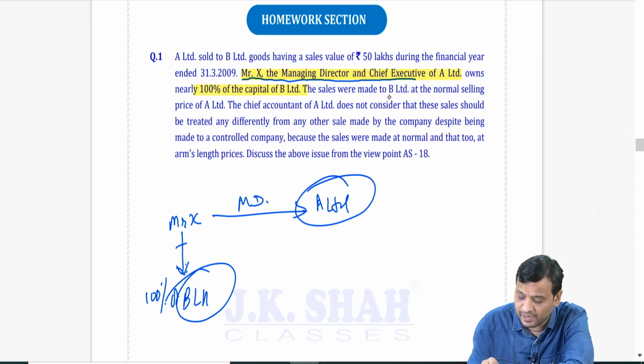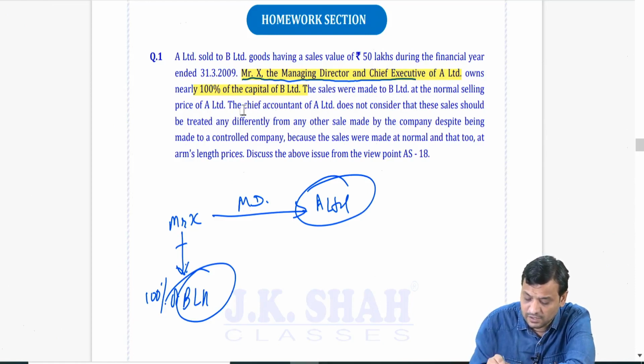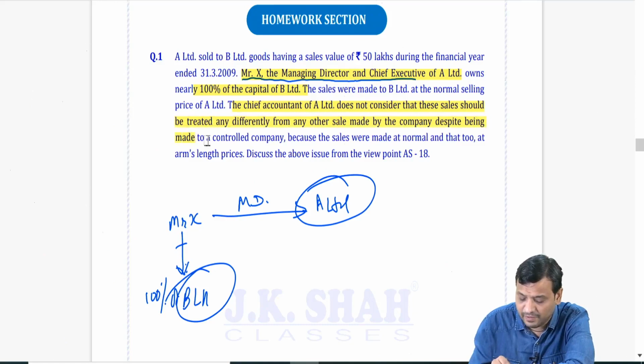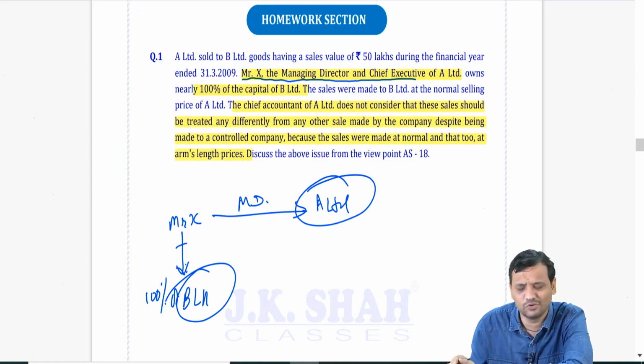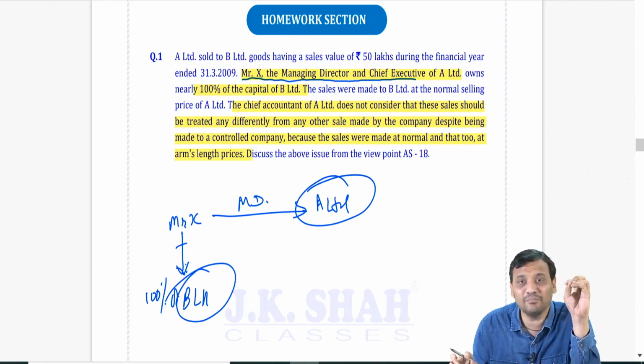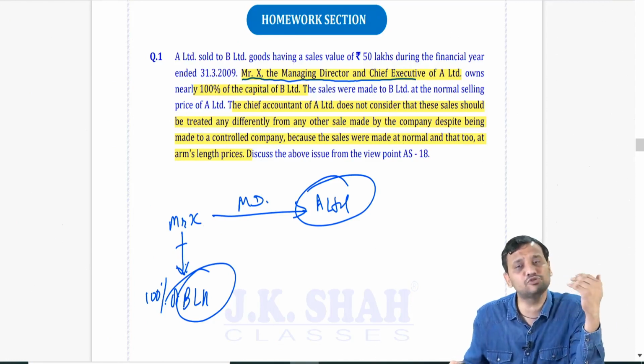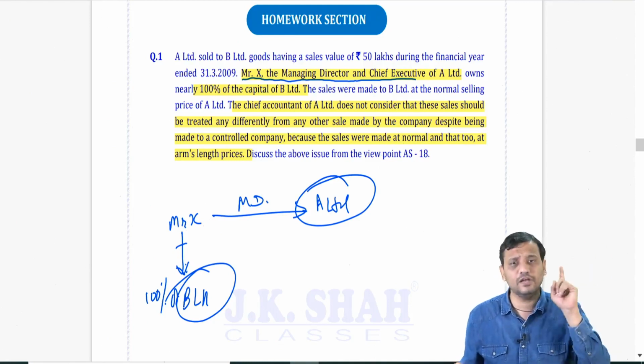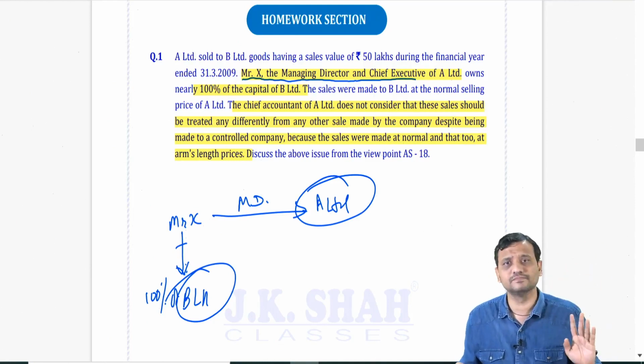The sales were made to B at normal selling price of A. The chief accountant does not consider this sales should be treated differently from the sales made by the company despite being made to a control company, because the sales are made at normal selling price and normal arm length price. No sir, the accountant is incorrect. Even though the sales have been made at the normal selling price, arm length price means the price at which you would have sold this to anybody else, then also disclosure is required.